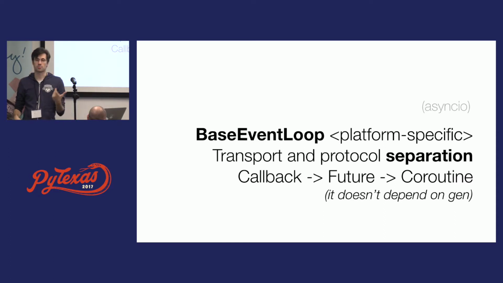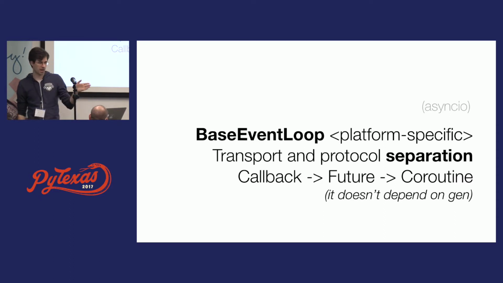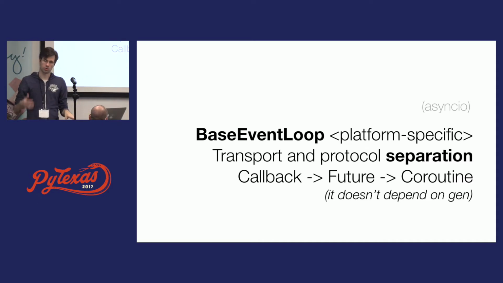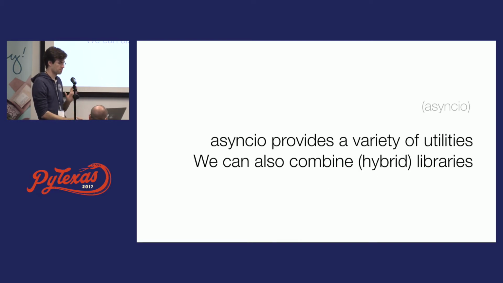They also talk about transport and protocol separation, so you can use TCP and UDP pieces inside of asyncio to implement higher level protocol elements. And then essentially it's paving the way, and migration is an important concern here, to migrate people who are using callbacks or maybe in some cases future-based yielded generators into what will become the full native coroutine. So there's a variety of utilities inside of it.